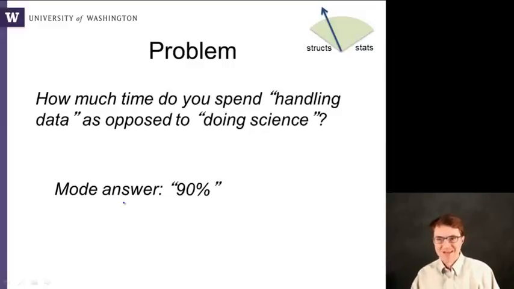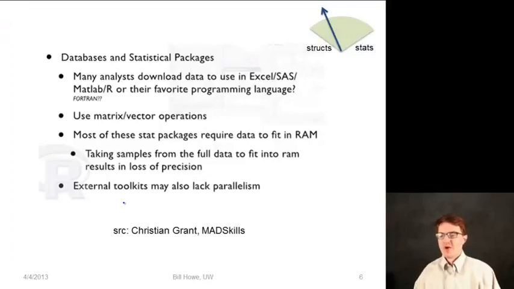So if 90% of the problem is handling data, we ought to spend a lot of attention on that. Another argument that follows on the first slide I gave is that structs, the data manipulation platforms, and databases in particular, actually go a pretty long way toward being able to express more advanced things.